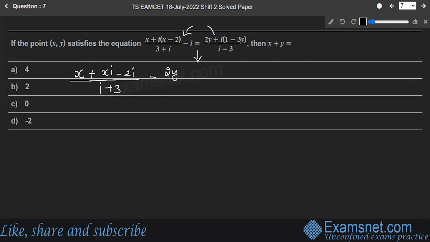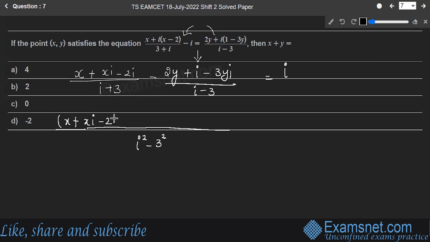So minus 2y, give me a minute, minus 2y plus iota minus 3y iota upon iota minus 3. This is equal to iota. I'll take the iota on the right hand side. Now take the LCM. This will be iota plus 3 into iota minus 3, which can be written as iota square minus 3 square. So x plus x iota minus 2 iota multiply iota minus 3 minus 2y plus iota minus 3y iota into iota plus 3 is equal to iota.